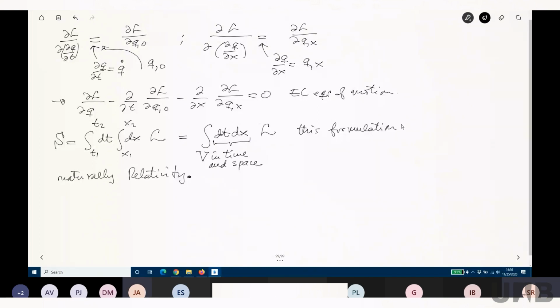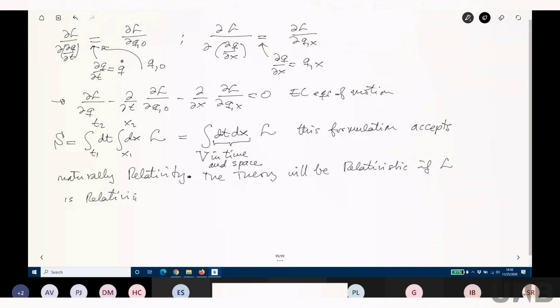The Lagrangian density has to be relativistically invariant. Exactly, yes. The theory will be relativistic if L is relativistic. Right? So we need a Lagrangian that is relativistically invariant. Then the whole formalism is prepared to make everything relativistically invariant if the Lagrangian is relativistically invariant. Okay, so that's one thing. And so most of the theories that we are going to look at will be relativistic, okay?